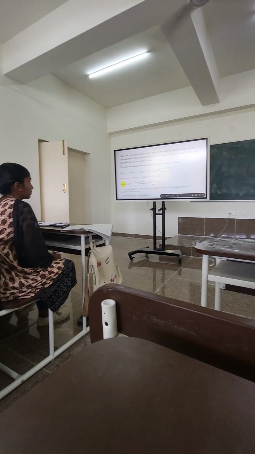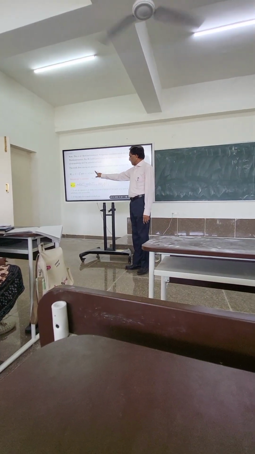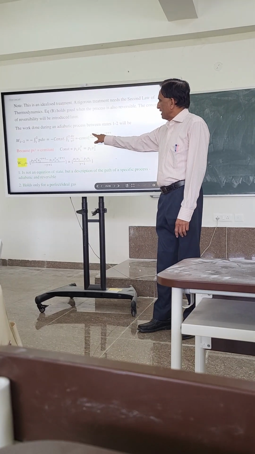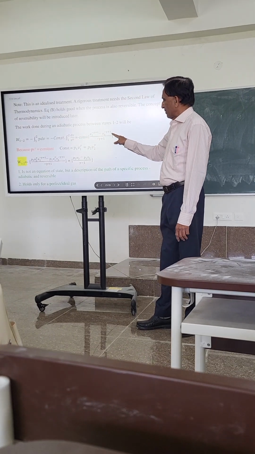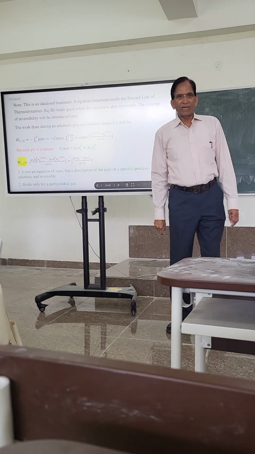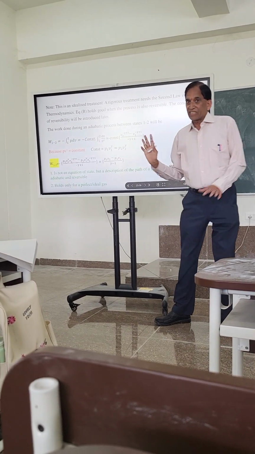Exactly to the gamma. And you apply the limits. First apply this limit: v to the power of minus gamma plus 1, minus v1 to the power of minus gamma plus 1, divided by minus gamma plus 1. Again, guys, up to this it is thermodynamics. From here it is just algebra.